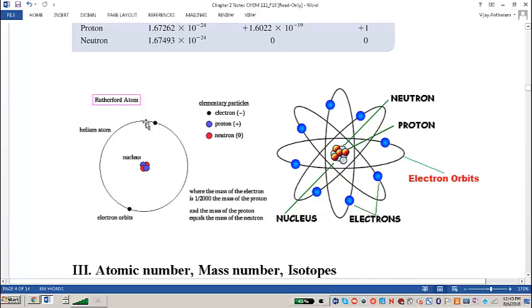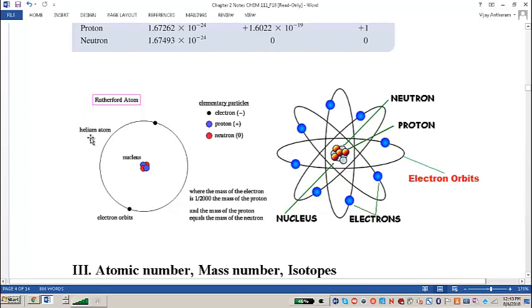The different models of the atom: Rutherford made a lot of strides in this, around the 1900s or so. He had the electrons orbiting the nucleus, and the nucleus contains protons and neutrons. It's a little bit more complicated than that.